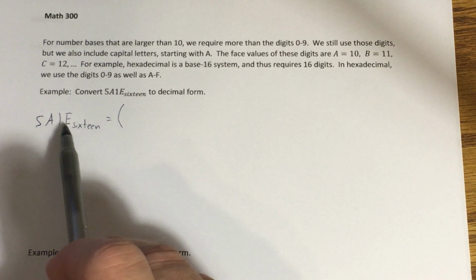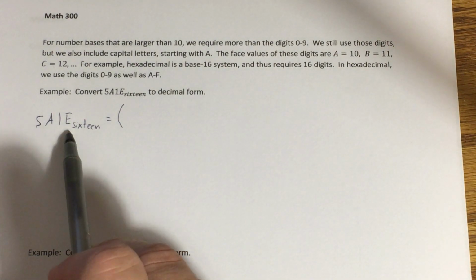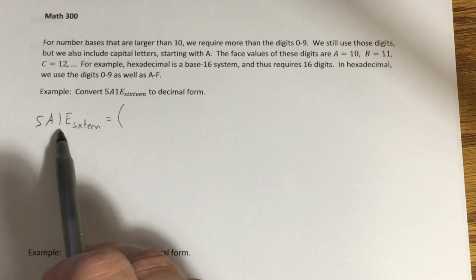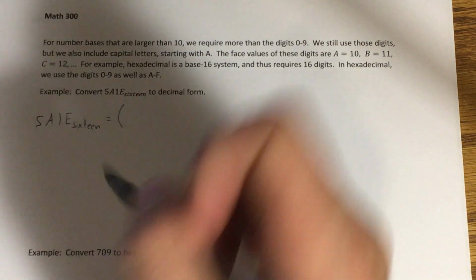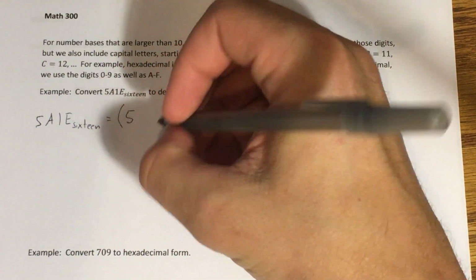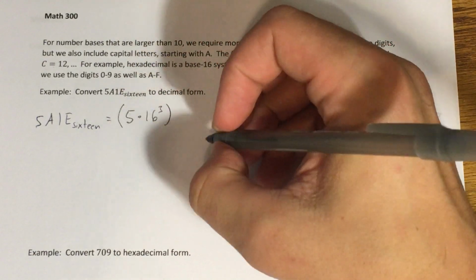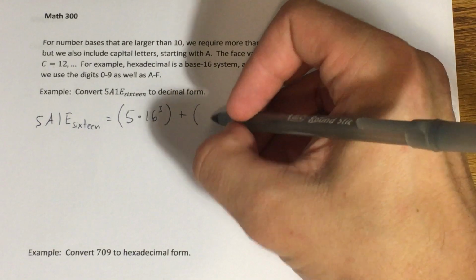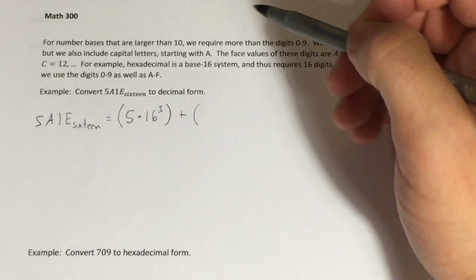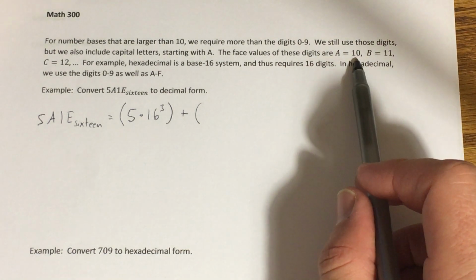So we're in base 16, so these place values represent powers of 16. This is 16 to the power of 0, 16 to the power of 1, 16 to the power of 2, 16 to the power of 3. So that first digit, 5, represents 5 times 16 to the third power. Plus, now I'm not going to multiply by A because, again, A is just a symbol that represents a specific value. Up here we said A represents 10.